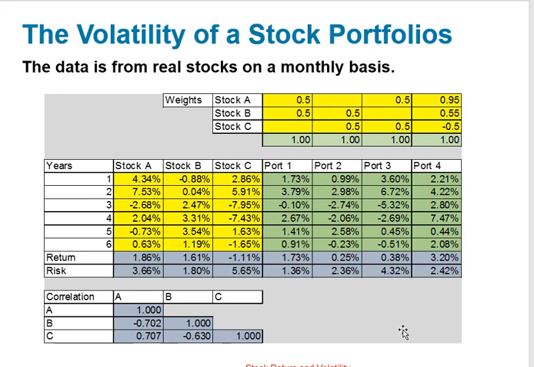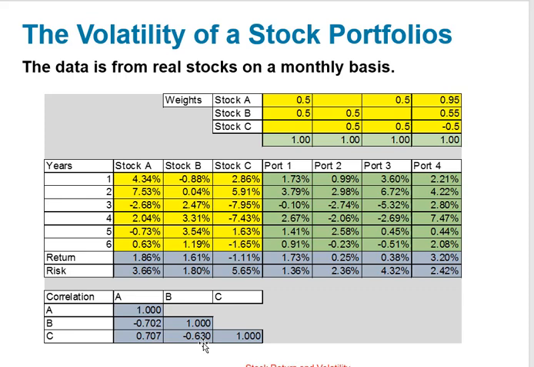The next thing we want to do is, again, look at some real data. In this case, I'm looking at monthly returns on some stocks. We have 6 months of returns, and I've input here the returns for those stocks. You can see the average return is 1.86 for A, 1.6 for B, and negative 1.1 for C. Here are the risk levels. We can see that B has the least amount of risk, C has the most.